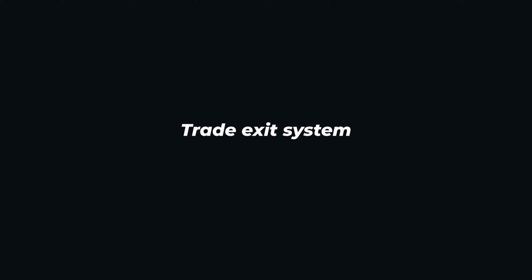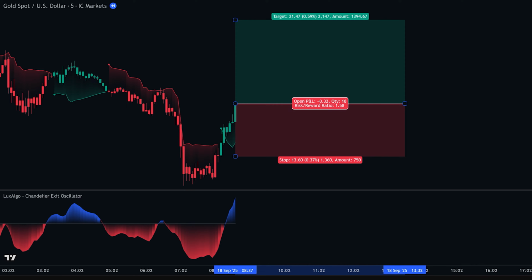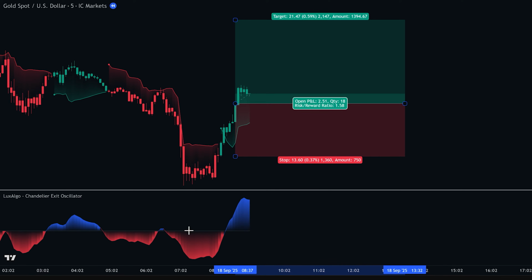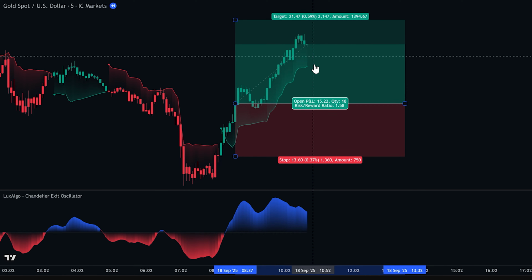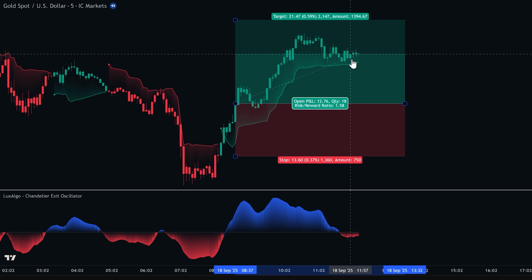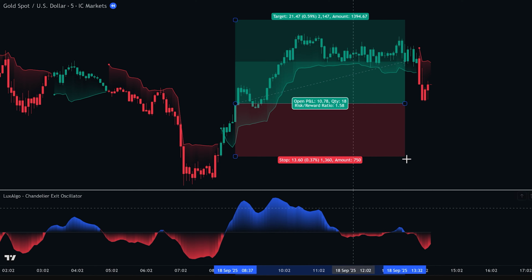If you're already in a trade, the oscillator gives you a dynamic trailing stop. Here's how it works. In a long trade, the indicator plots a green line below price. That's your trailing stop. As long as price stays above the line, you stay in the trade. The moment price closes below the line, that's your signal to exit.